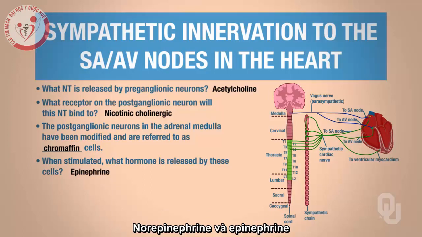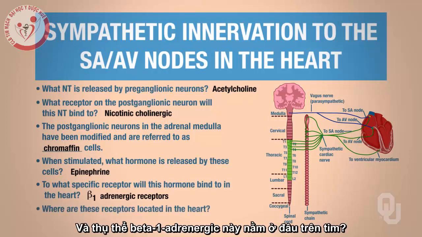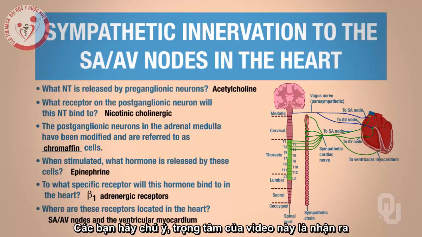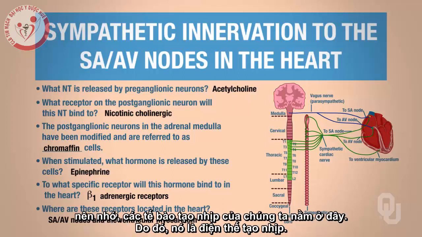Norepinephrine and epinephrine are both going to be binding to the beta-1 adrenergic receptor in the heart. And where are these beta-1 adrenergic receptors located in the heart? They're located in the SA node, AV node, and the ventricular myocardium. Please realize that the focus of this video is to look at sympathetic innervation to only the SA and AV nodes, where our pacemaker cells are located, so we'll be altering pacemaker potentials.